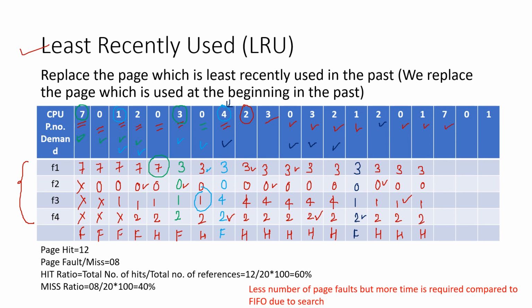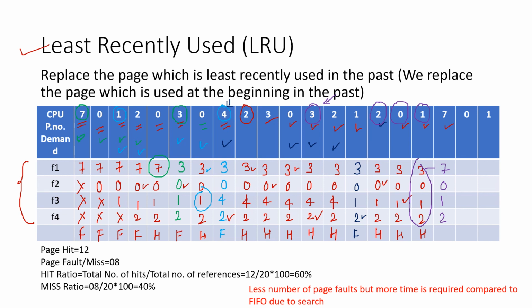Now 7. Now we have to replace one of the frames. So which one do we have to replace here? Where is 3? 3 is used here. Where is 0? 0 is used here. Where is 1? 1 is used here. And where is 2? It is used here. So which was used long back? 3. Okay, so you can replace this 3 by 7. So you write 7, 0, 1, 2.